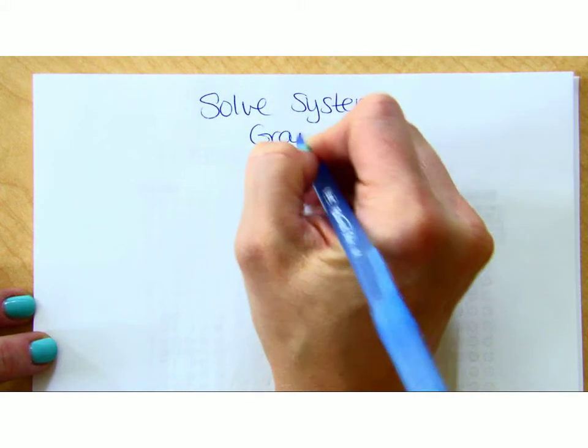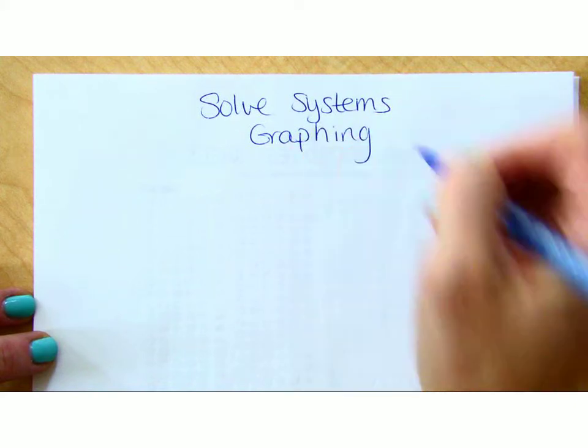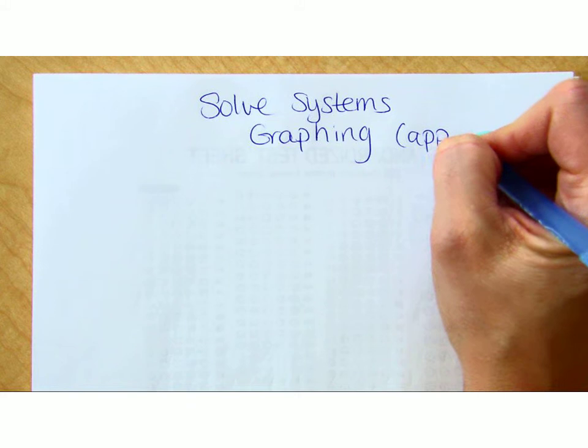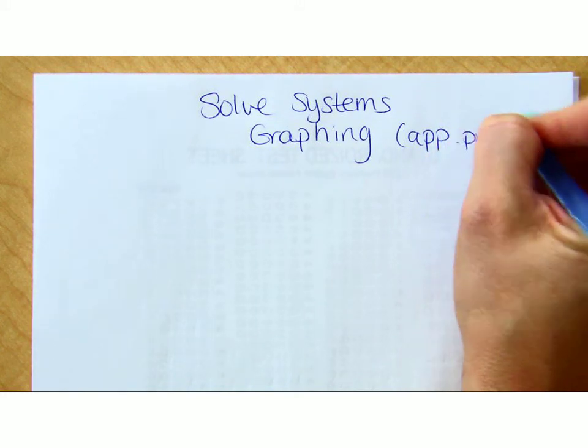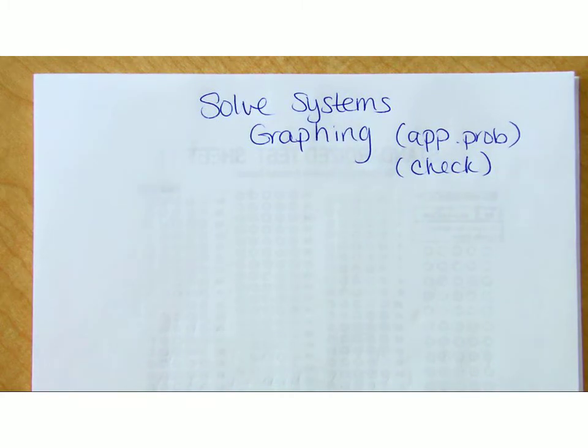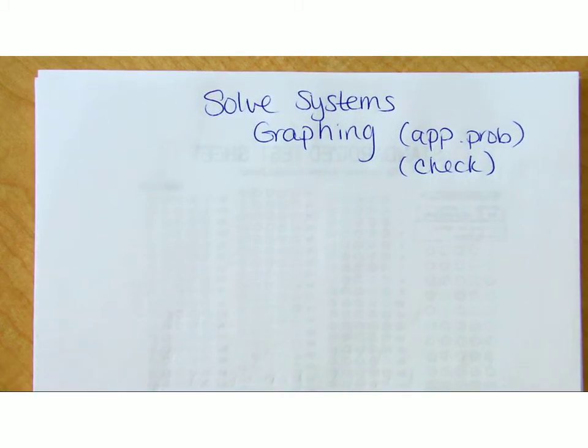So we're going to continue on solve systems with graphing. We're going to do some application problems today. And we're also going to learn what we call the check. So we talked about the fact that there are 3 different ways to solve a system.